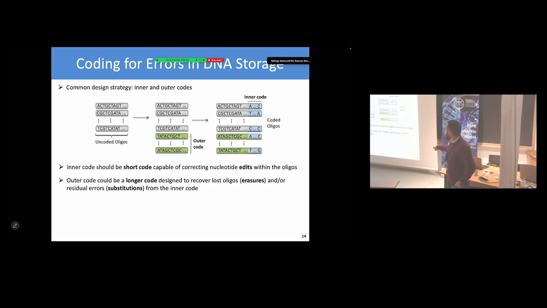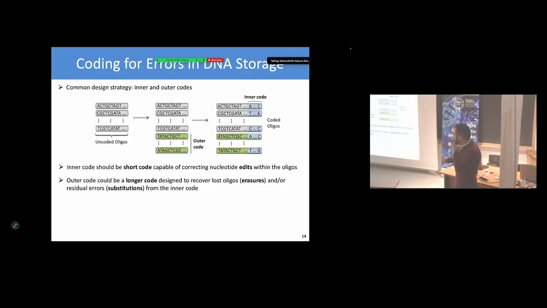Now the outer code can be a longer code because you can have thousands or millions of oligos in your system. So the dimension is actually the vertical direction. It can be a longer code that can be designed to recover lost oligos, which are erasures, and residual errors, substitutions from the inner code.